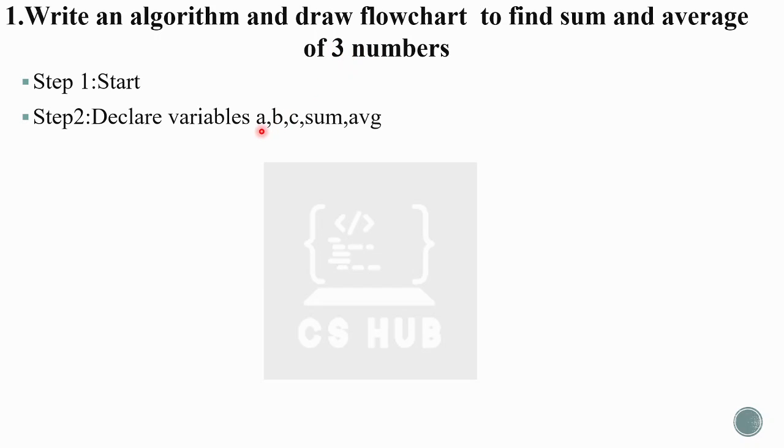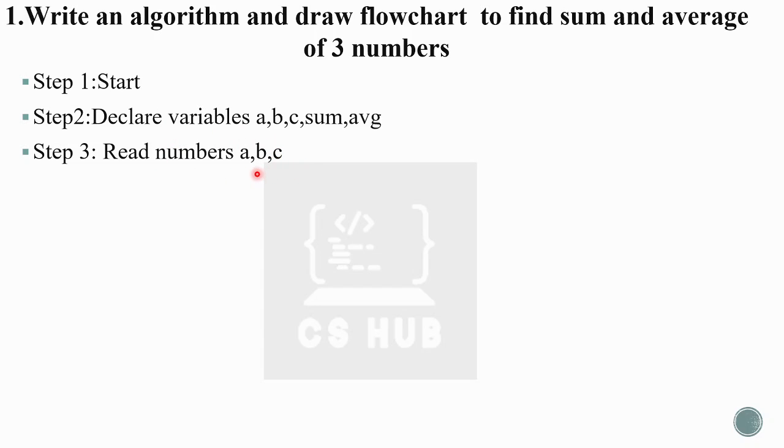So we declare the variables a comma b comma c. Then we need a sum. So sum. Then average. Okay, a b c sum average. Next step is to read the numbers a b and c, which means we need to give the inputs. So step 3 is to read the values, read the input values. So read the numbers A, B, C.